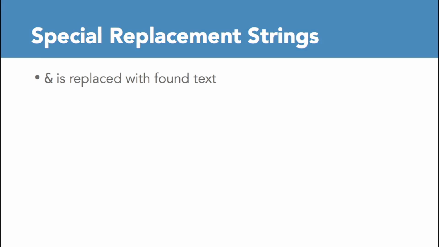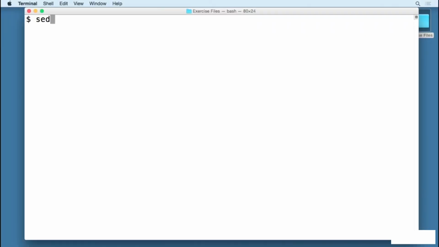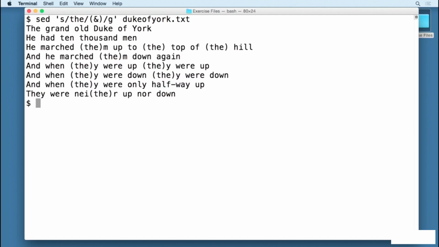This can save typing. For example, you can replace the with (&) globally in dukeofyork.txt. This will look for lowercase the wherever it occurs on the line and replace it with a parenthesis and then that same thing and a closing parenthesis. So it's replaced every the with (the). Now, of course, you could have done that literally, but the ampersand actually allows you to perform some text transformations that would not otherwise be easy or possible.